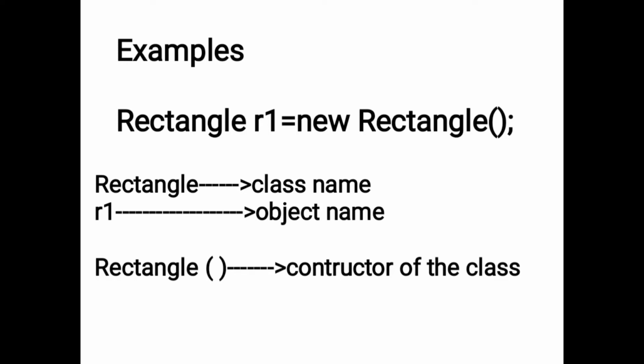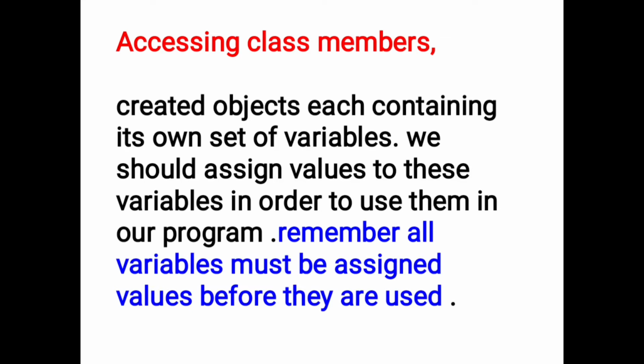For example, here Rectangle is a class name and R1 is an object name, equal to new operator, and Rectangle is a constructor method in the class Rectangle. This is the example of creating objects. Here Rectangle is a class name and R1 is an object name, and using the new operator we are creating the object, and Rectangle open close brace is the constructor of the class.